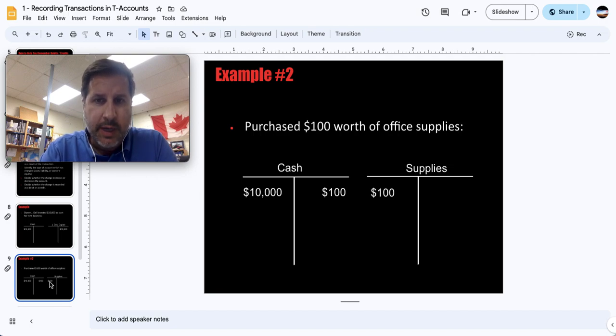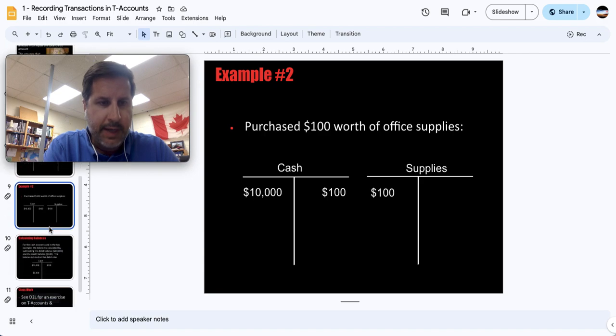Okay, so the second transaction here is we purchased $100 worth of office supplies. You'll see we don't wipe out the $10,000 we had in the previous transaction where the owner invested money in the business, but we have our supplies being debited because they're going up by $100, and our cash is going to be credited because it's going down by $100. We can see a left side, right side transaction here. Left side or debit is supplies. Right side, the $100 is cash. So there's our debit, there's our credit, and we're good to go.